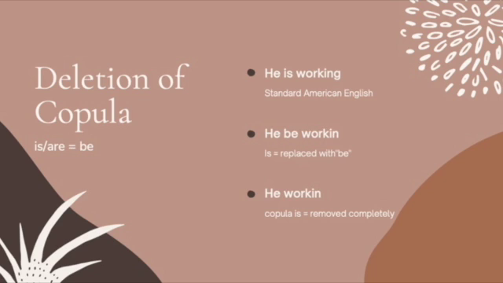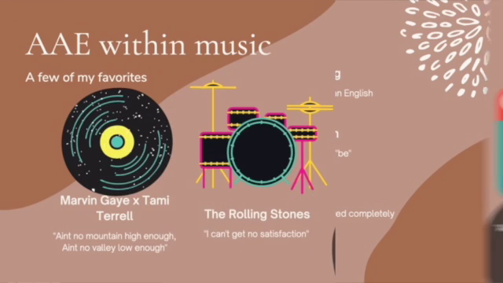In some contexts, the copula is and are can be replaced with be or taken out completely. For example, Standard American English would be he is working. In AAE, he be working replaces is with be. Or he working, where the copula is removed completely.